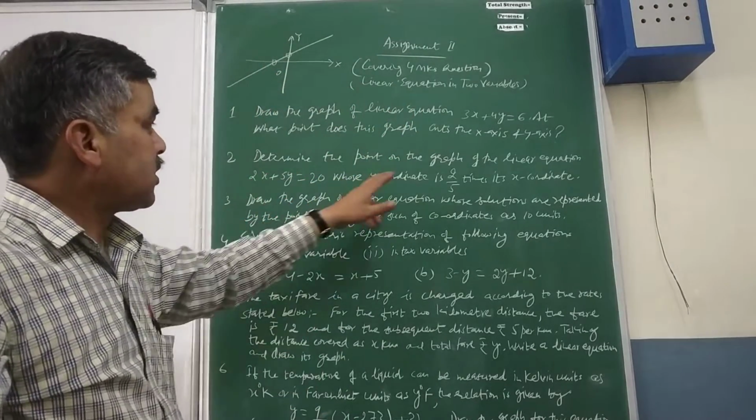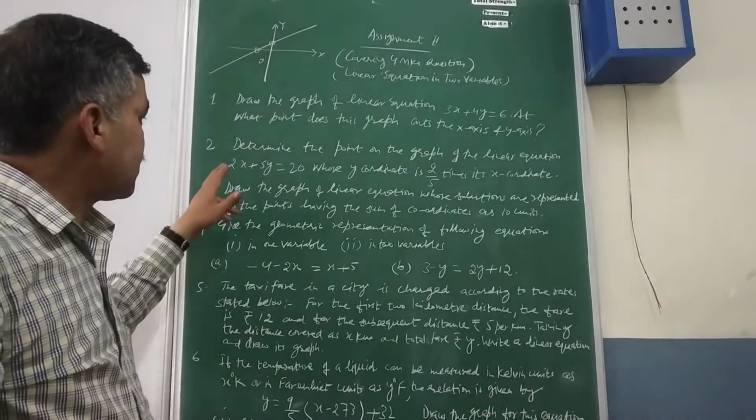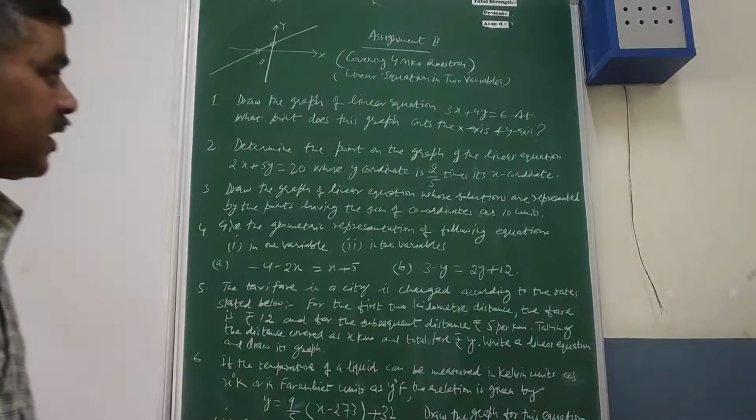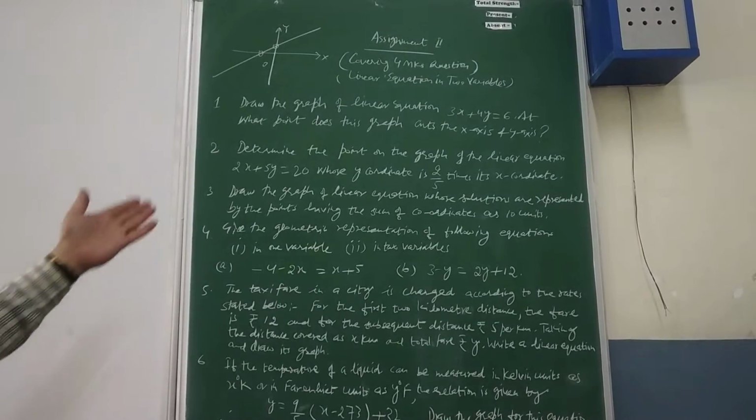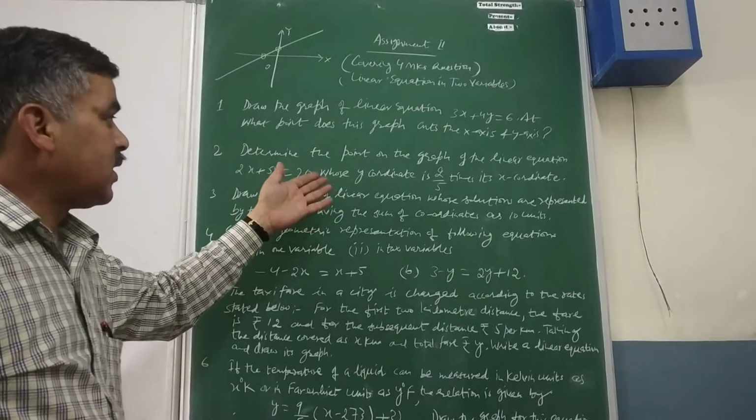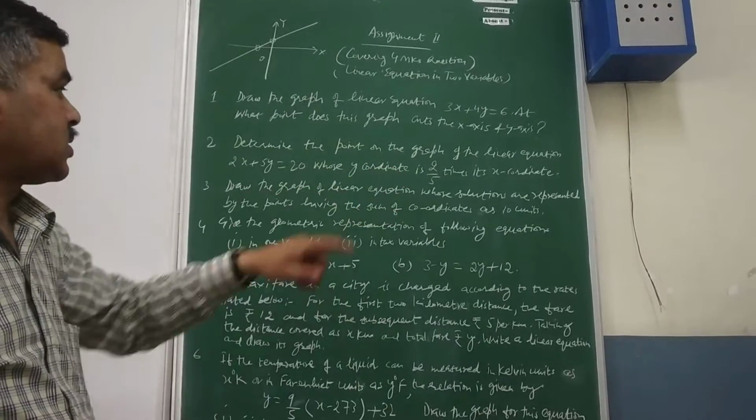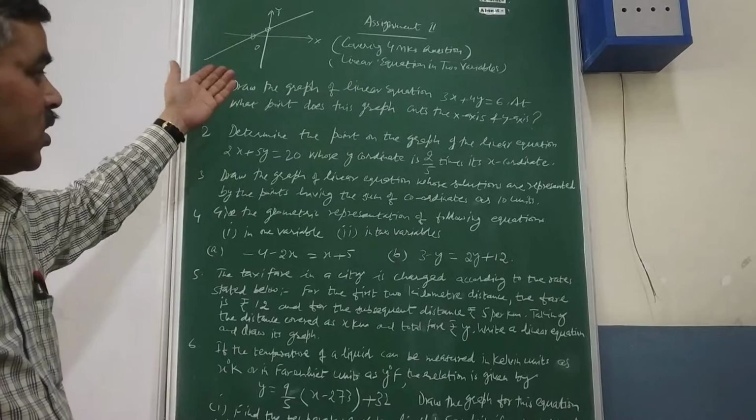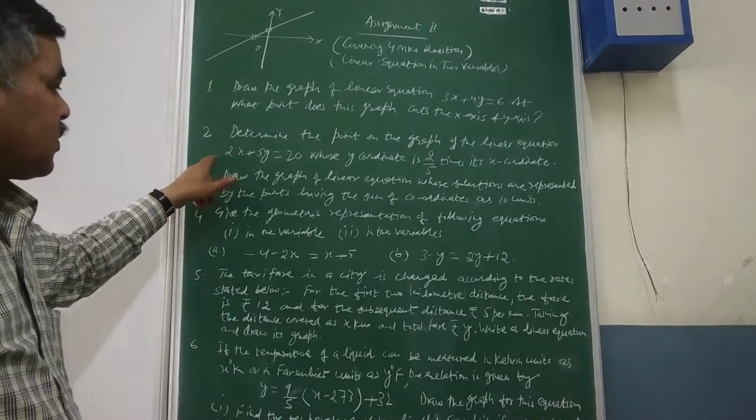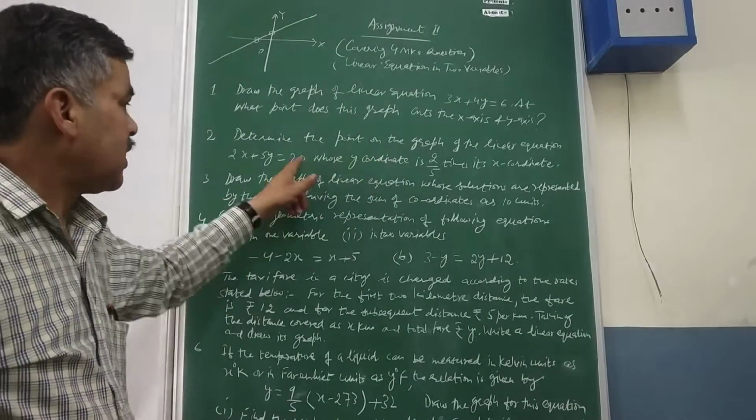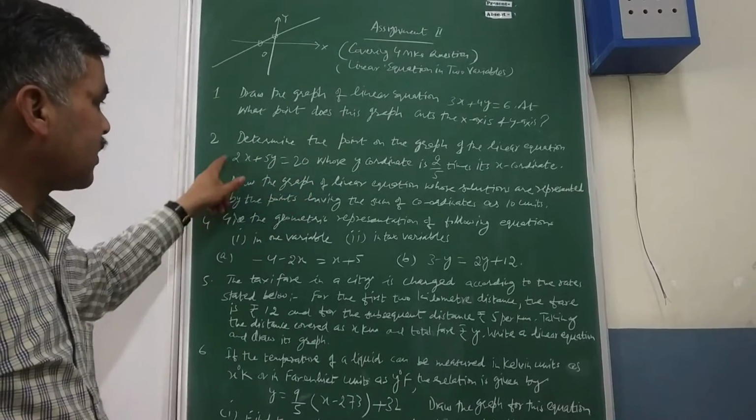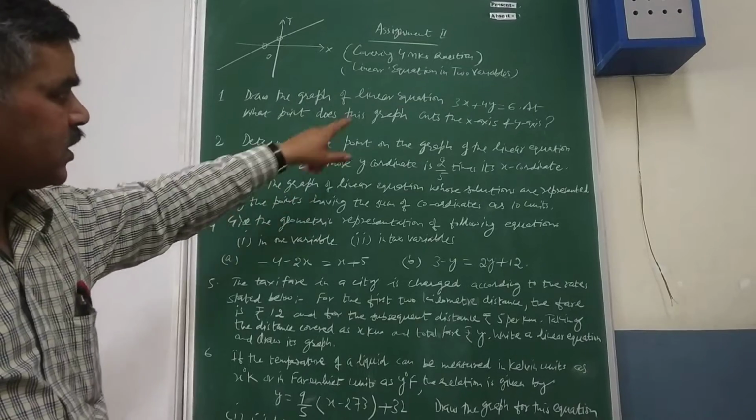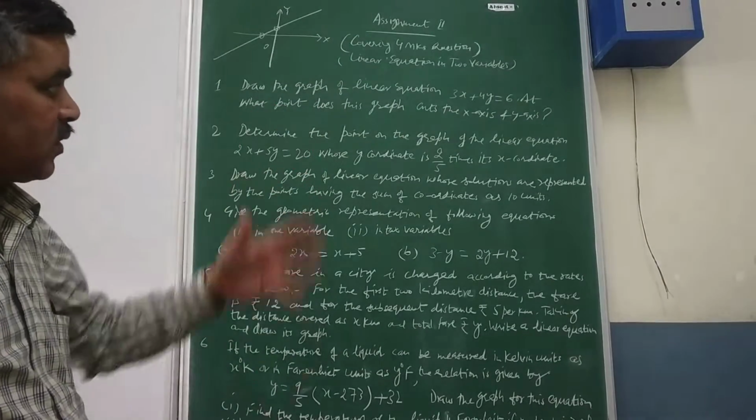Then the second question: determine the point on the graph of the linear equation 2x + 5y = 20 whose y-coordinate is 2/5 times its x-coordinate. From here you can substitute the value of y as 2/5 of x and see what the value of x is, and then read that value from the graph. You can do that beforehand also, but for clarification you need to draw the graph first for 2x + 5y = 20.